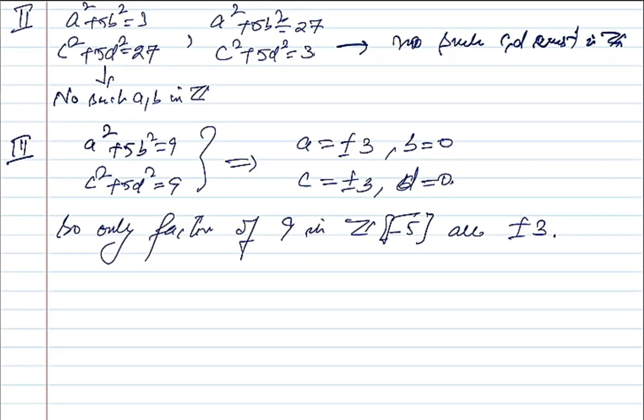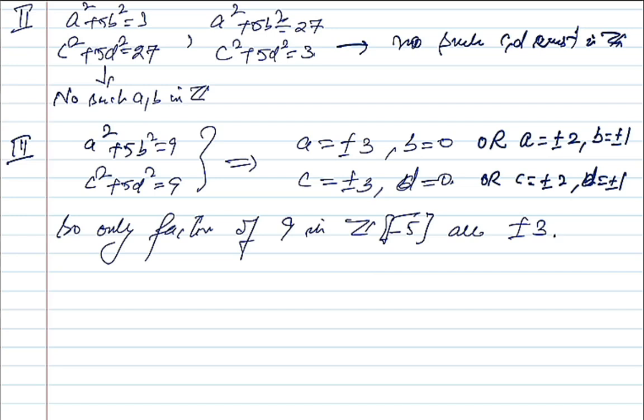Now this will give one value, a equal to plus minus 3, b equal to 0, or there is another value as well, which is a is equal to plus minus 2 and b is equal to plus minus 1, or c is equal to plus minus 2 and d is equal to plus minus 1.